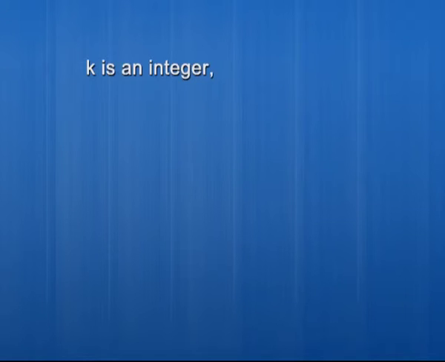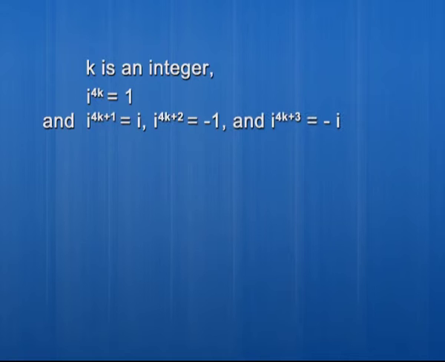if k is any integer, then the value of i to the power 4k will be 1, and so the value of i to the power 4k plus 1 will be i, the value of i to the power 4k plus 2 will be minus 1, and the value of i to the power 4k plus 3 will be minus i.